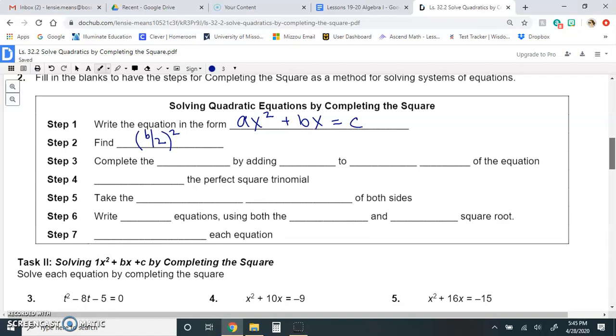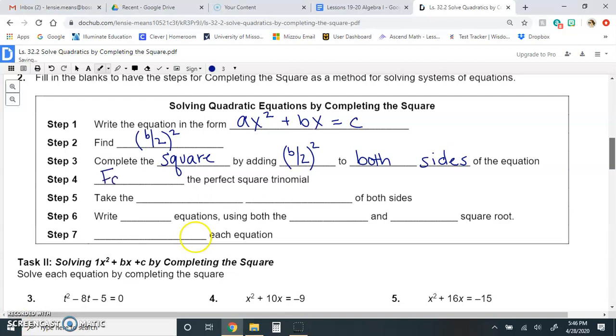We're going to complete the square by adding that result, that b over 2 squared, to both sides of the equation. Remember, in algebra, to keep it balanced, what you do to one side, you have to do to the other. So if I add that number to one side when I'm solving, I'm going to have to add that number to the other side of the equal sign as well. Step 4.